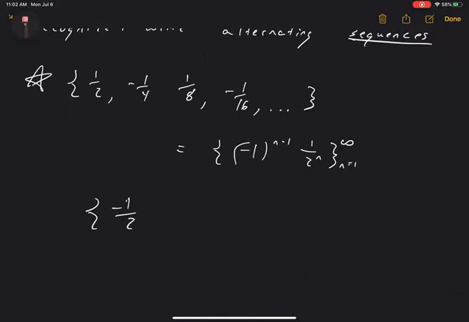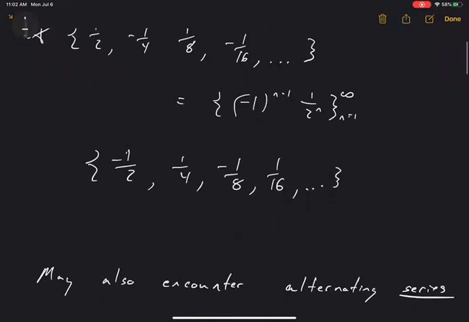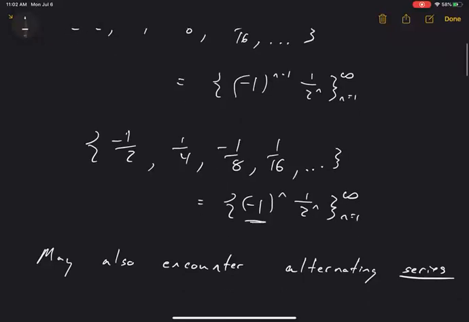And if my sequence started with a negative term, maybe I would write my sequence like this. Okay. And again, the key here is this power of -1.